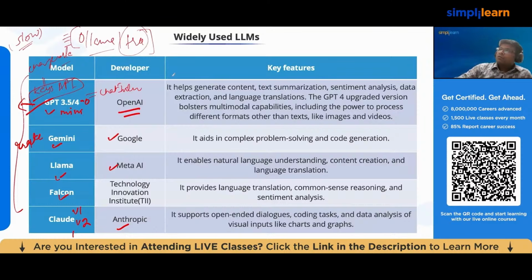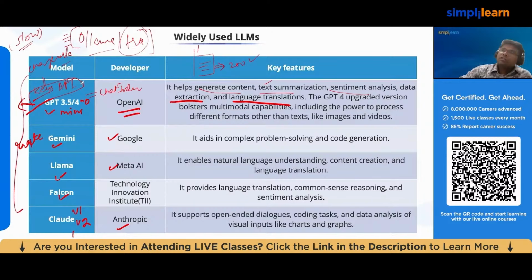Now the features: it will try to generate content, text summarization, sentiment analysis, data extraction, and language translation. These are some of the features. If we want to do text summarization, let's say I have a text and I want to generate a summary out of it. It will try to give you the summary. Let's say you have a chapter of a book, in which you don't want to read the whole chapter. You just feed in all the data and ask a prompt that you want a summary in 200 words, and it will give you the summary.